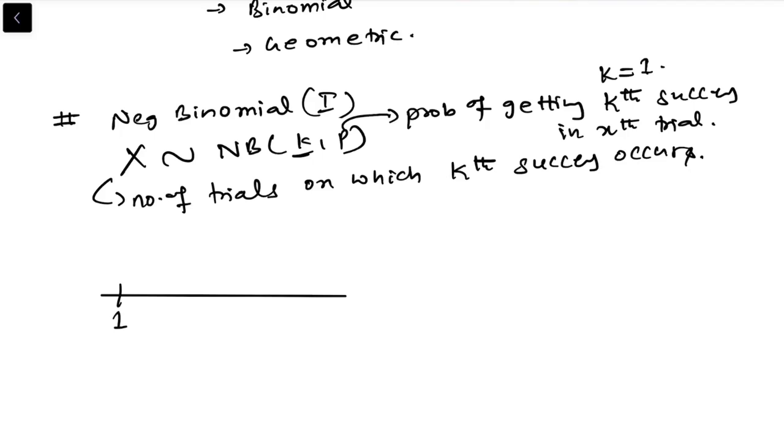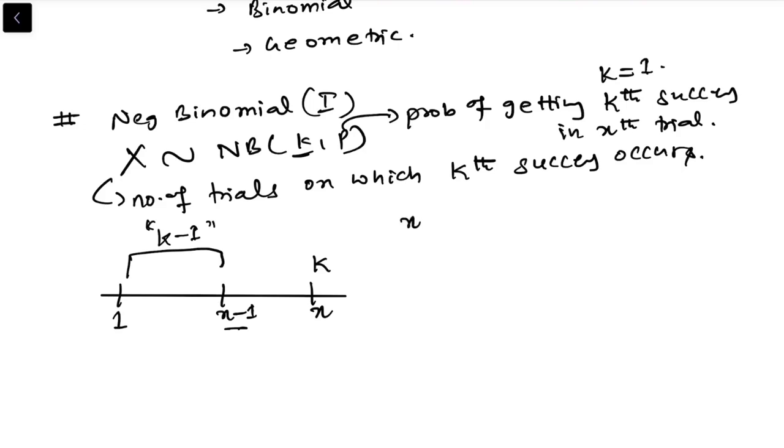Let's say this is the first trial, this is x minus 1 trials, and this is the xth trial. So you're going to have the kth success in the xth trial. It means that you must have got k minus 1 successes in x minus 1 trials. There could be any combination of k minus 1 successes. Like first success on the first trial, second success on the second trial, third success on the third trial, or it could be different as well, like first success on the third trial, second success on the fifth trial. There could be some failures in between, so it doesn't matter. There could be any combination.